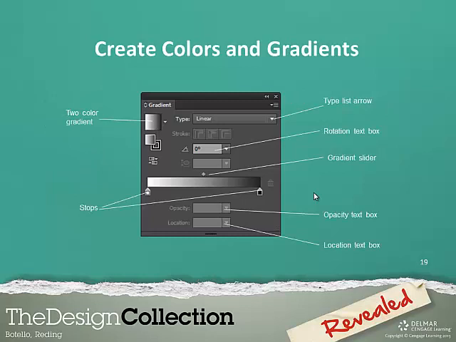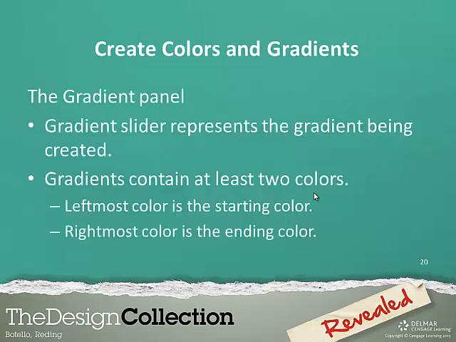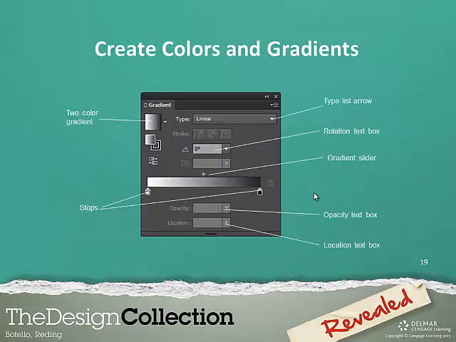And here it shows your gradient panel. You have your type, linear or radial, your 2-color gradient, your rotation, your gradient slider there, and it shows the 2 stops, start and end. You have your opacity and your location text boxes there in your gradient panel. The gradient slider represents the gradient being created. Gradients contain at least 2 colors. Your leftmost is your starting and your rightmost is your ending, and it showed it there as your 2 color stops.